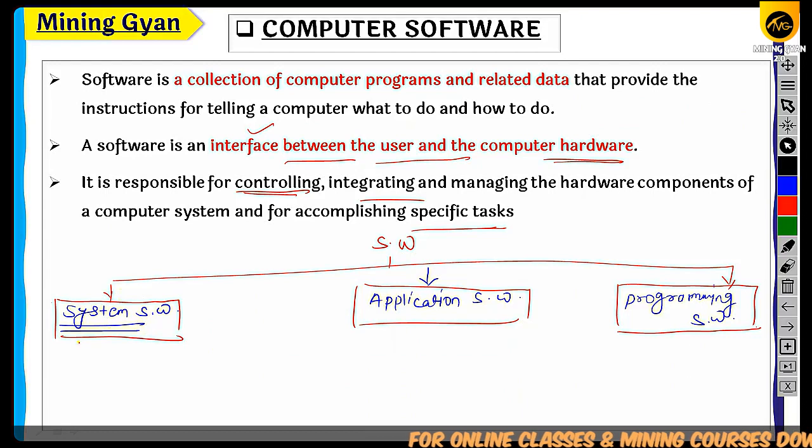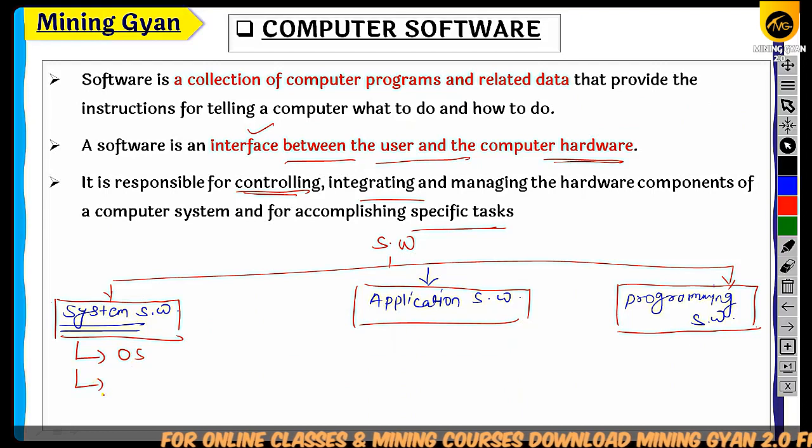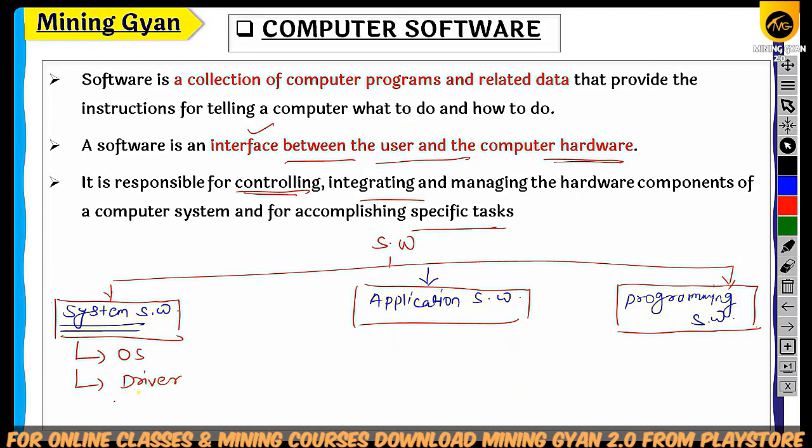The first one is system software, like the operating system. Operating systems belong to system software. All the drivers again belong to system software, and also data communication software. All the communication software also belongs to computer system software.